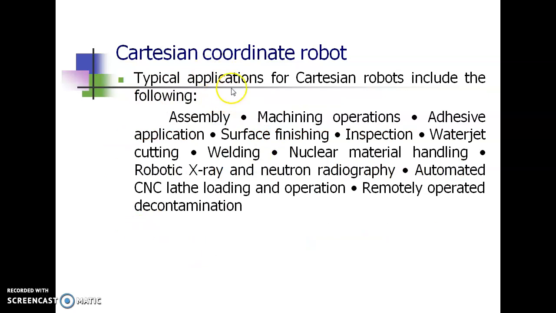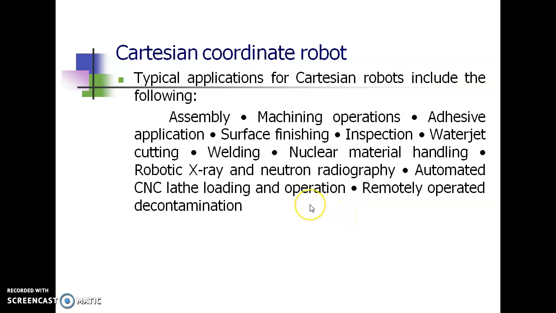And the different applications of Cartesian robots include the following: assembly, machining operations, adhesive applications, surface finishing, inspection, water jet cutting, welding, nuclear material handling, robotic X-ray and neutron radiography, automated CNC lathe loading and operation, and remotely operated decontamination.